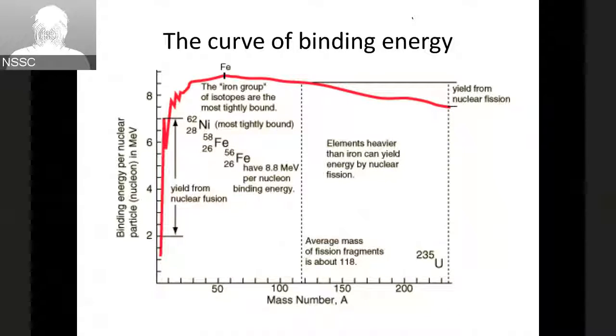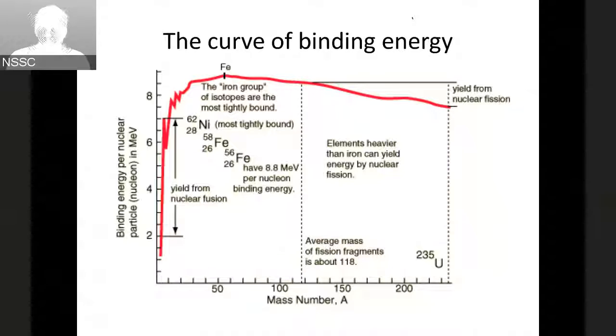236 divided in half is 118. What's the average binding energy of a mass 118 nucleus per mass unit? Estimated roughly off the graph, just eyeball. 8. A little bit more. It's around 8.5. Not quite 8.5, maybe 8.4. This is for 236. Now for 118, it's around 8.4.